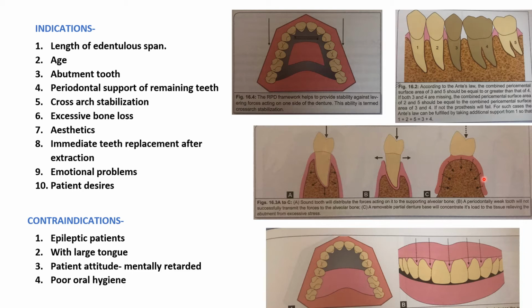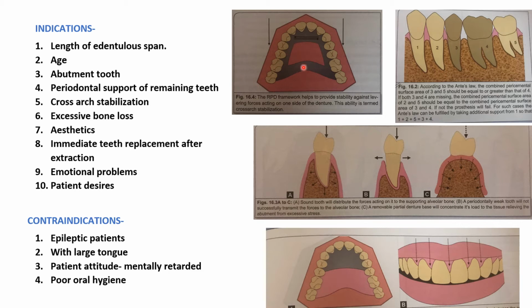Now what is cross arch stabilization? The fifth indication is cross arch stabilization. When the remaining teeth have to be stabilized against lateral and anterior-posterior forces, a removable partial denture is indicated. A fixed partial denture will provide only anterior-posterior stabilization, with limited lateral or buccolingual stabilization. The major connector helps to provide cross-arch stabilization. So a removable partial denture helps in stabilizing in both directions, buccolingually and anterior posteriorly.